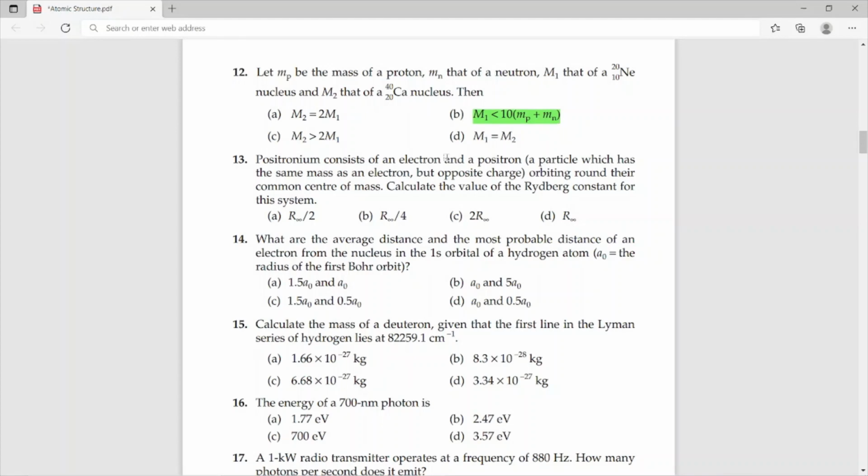For question number 13: a positronium consists of an electron and a positron orbiting around their common center of mass. Calculate the value of the Rydberg constant for this system. So what should be the Rydberg constant for this system? The right answer is option A.